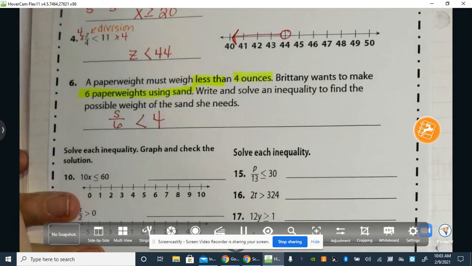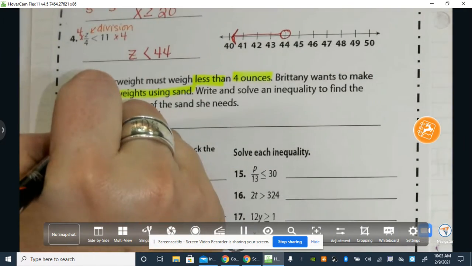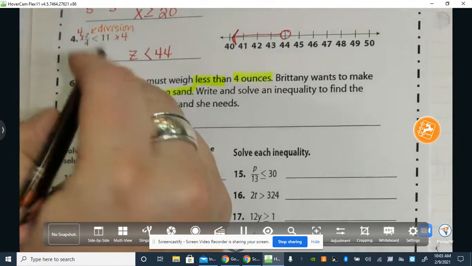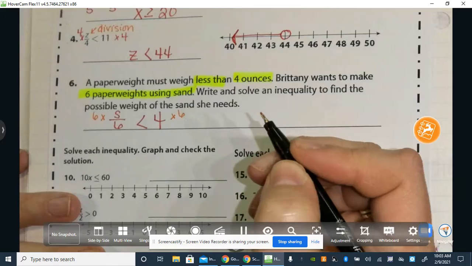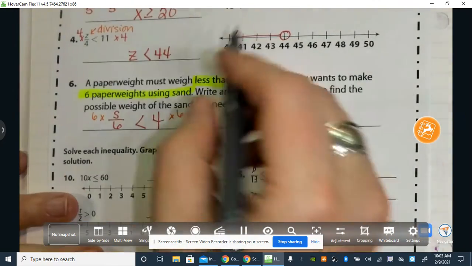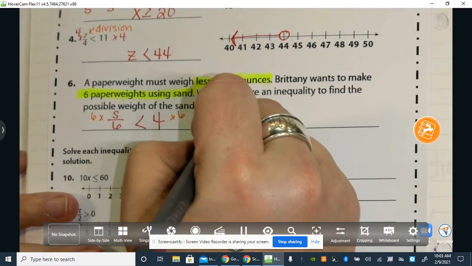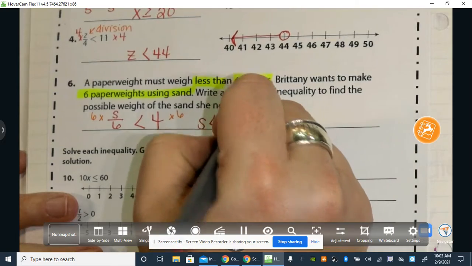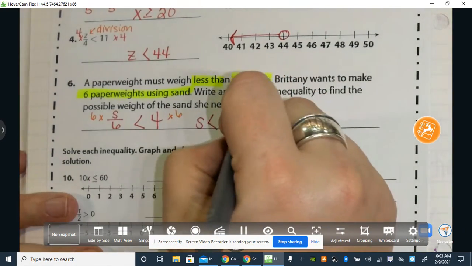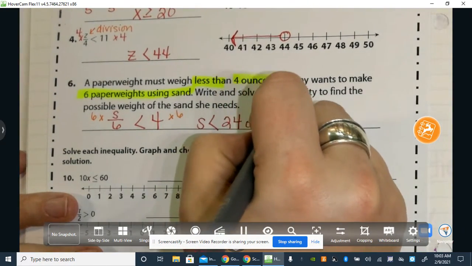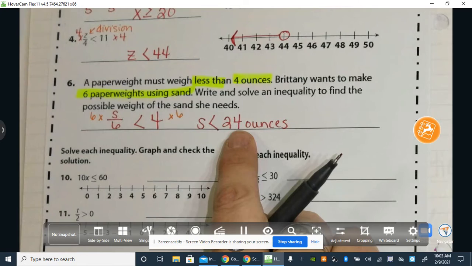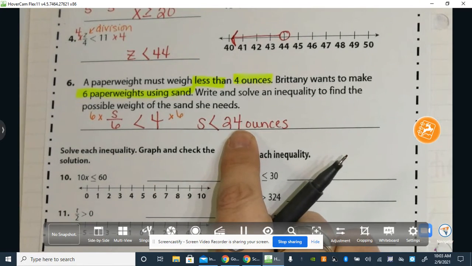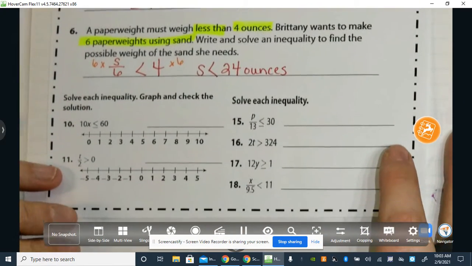Now, how am I going to solve that? Well, I'm going to come over here, and this is my inequality. I'm going to multiply by 6 on this side, multiply by 6 on this side, leaving me with S is less than 24, and I'm going to put 24 ounces. So the sand that she's required for her paperweights needs to be less than 24 ounces. Okay? All right, let's look down here at the bottom.